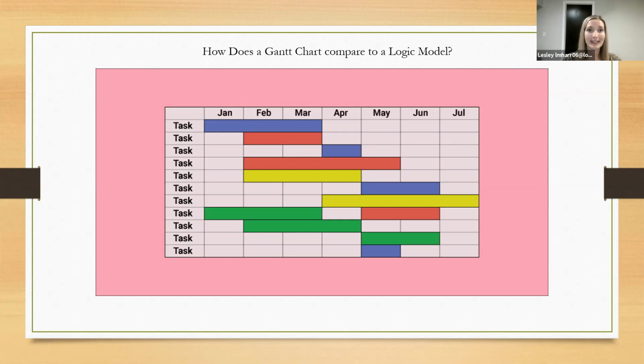One of you actually said that something you needed from this class is to understand what a Gantt chart looks like compared to a logic model. And I was like, genius. Yes, we need this for this class. I love Gantt charts. I love logic models. They definitely serve two different purposes.